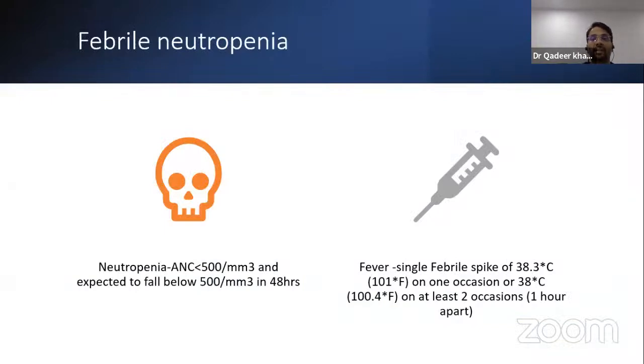Febrile neutropenia. What is febrile neutropenia? It is a patient having a fever spike of 101 on one occasion, or 100.4 on at least 2 occasions 1 hour apart. Neutropenia, if the absolute neutrophil count is less than 500 and expected to fall below 500 in the next 48 hours, is called febrile neutropenia.